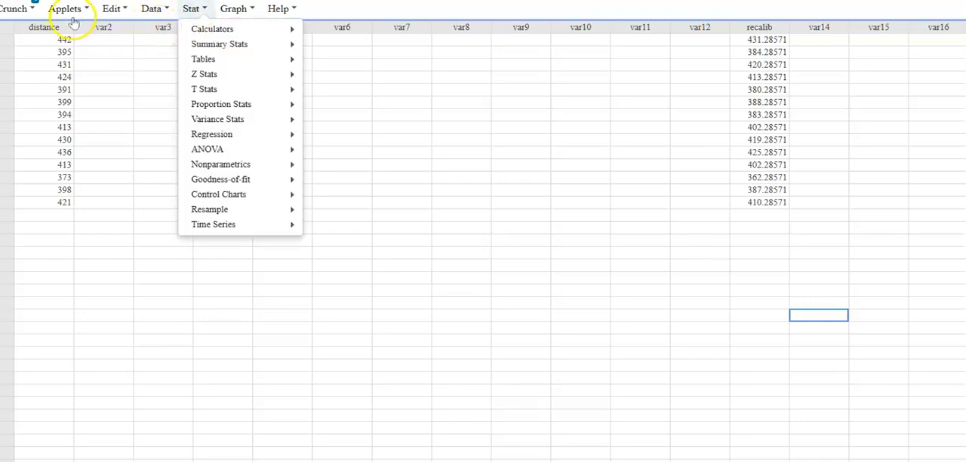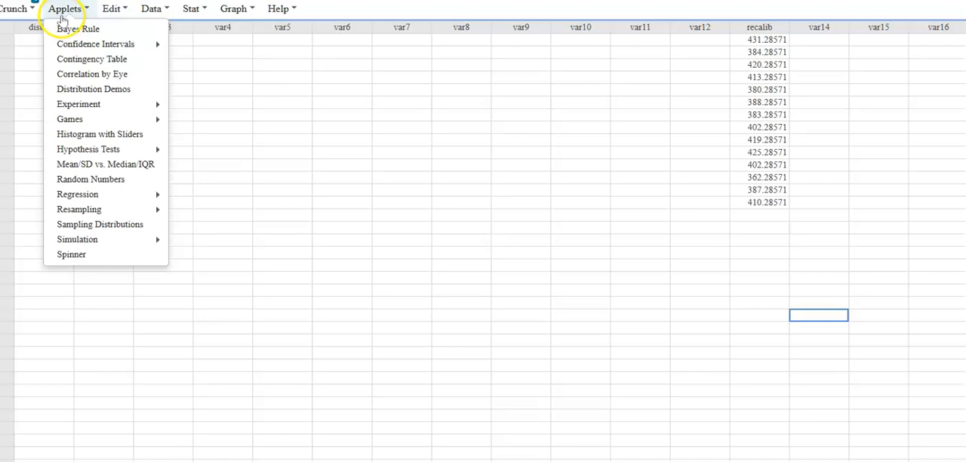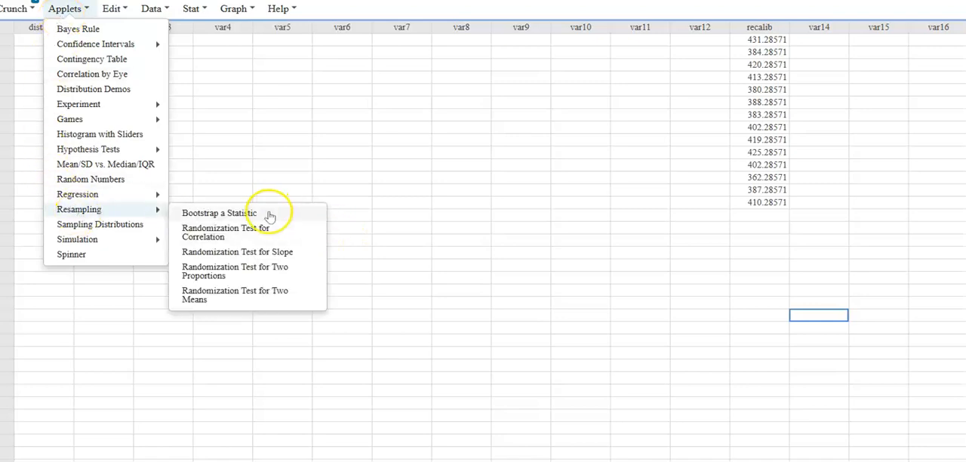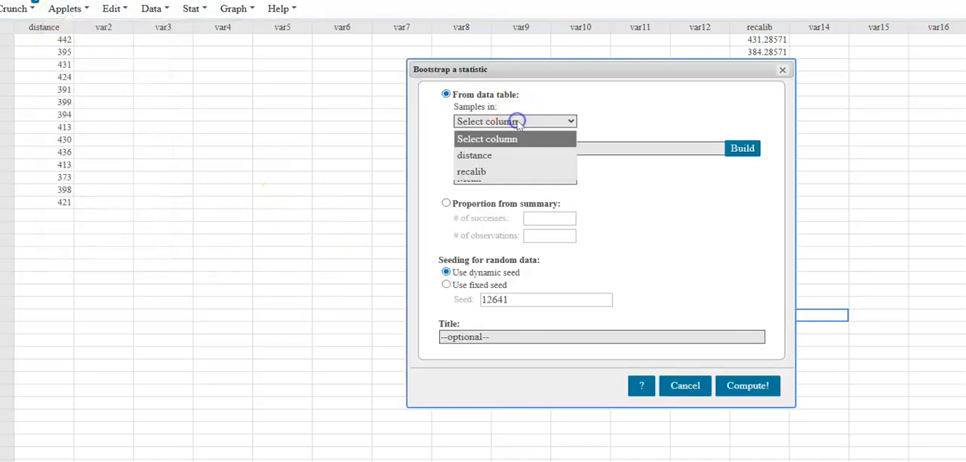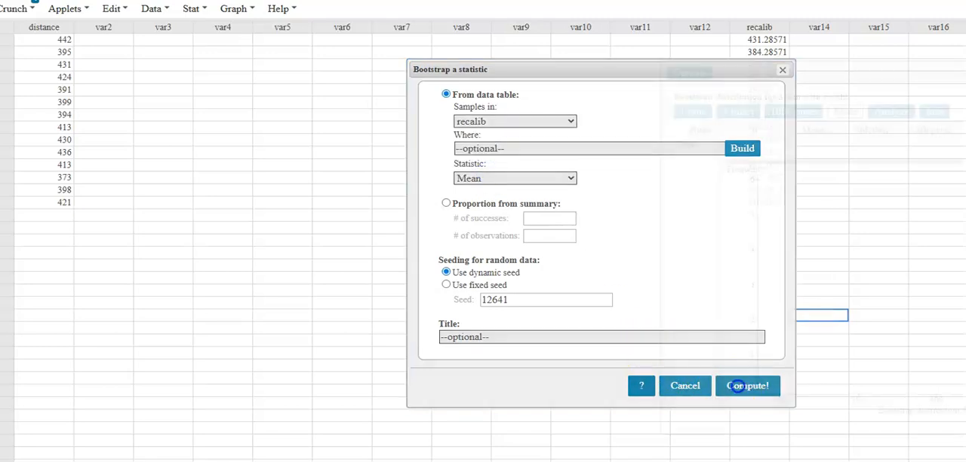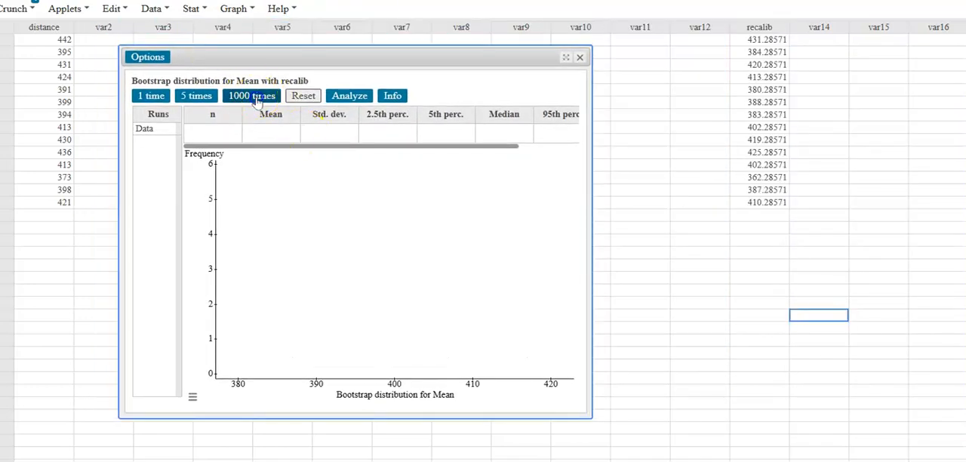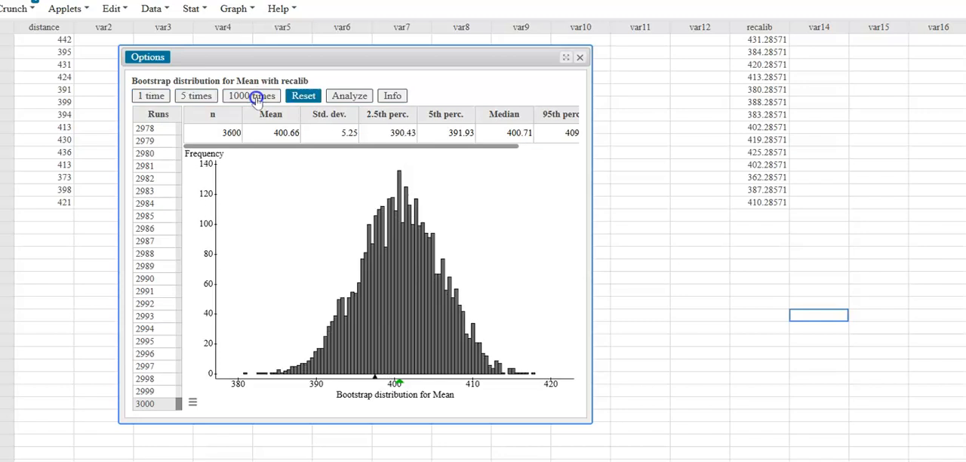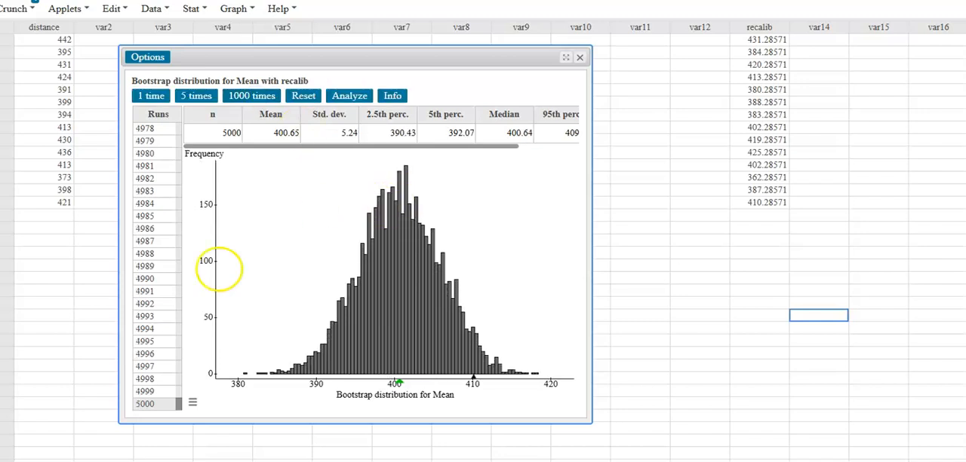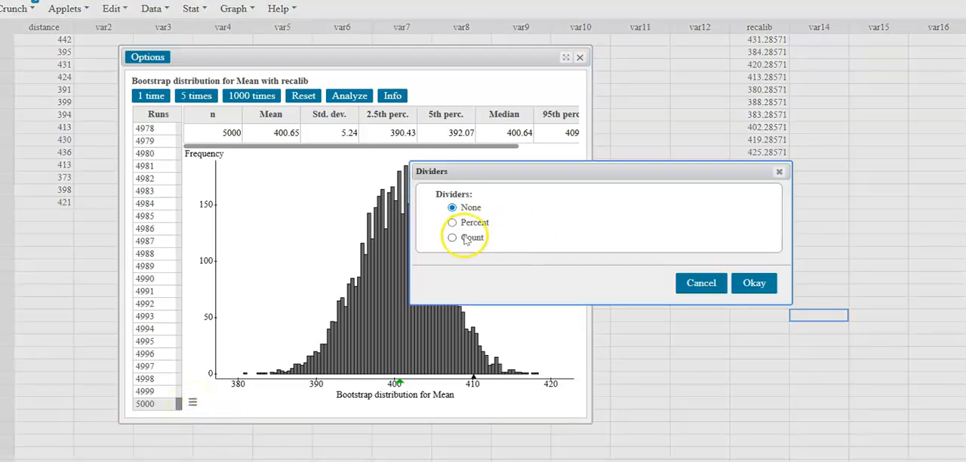All right, so I'm going to go over here to applets. I'm going to go to resampling. I'm going to do a bootstrap. I'm going to pick my recalibrated data. I'm going to hit compute, and maybe I do this 5,000 times. Then I go to the menu bar at the bottom that looks like a little hamburger, do dividers, hit percent, and hit OK.